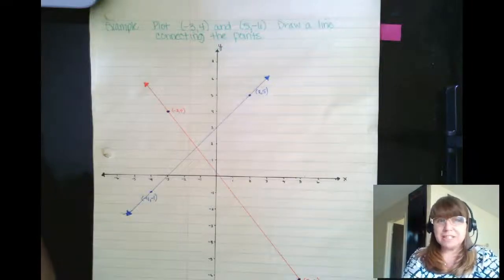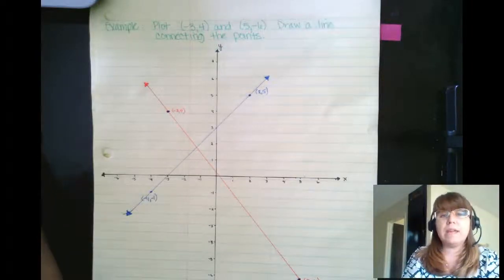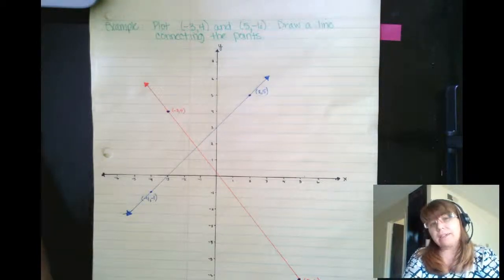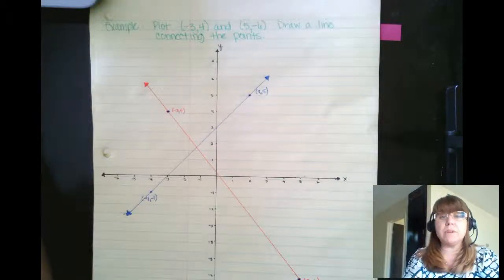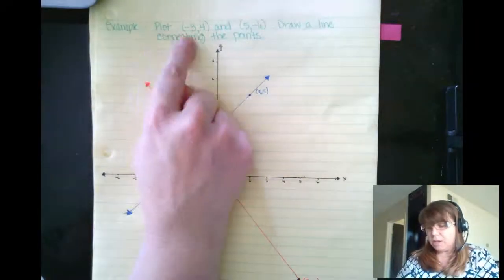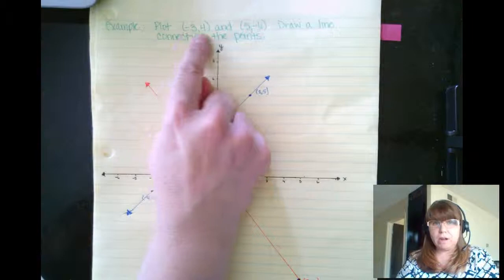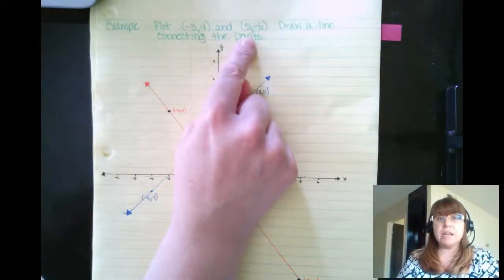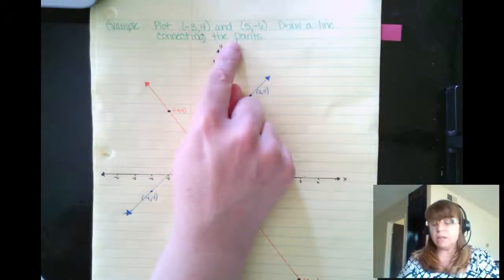Welcome to part 2, lecture 3.1, and we're talking about ordered pairs and graphing. So let's look at not just plotting points, but connecting those points, in essence drawing a line. So let's plot -3, 4 and 5, -6, and connect those points by drawing a line in between.